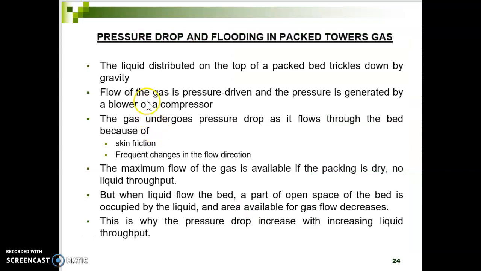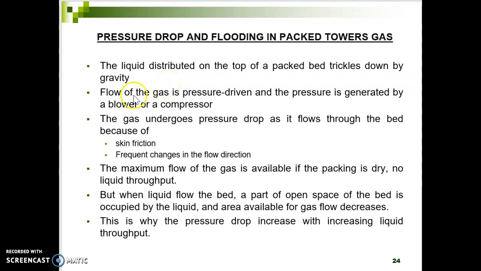Next, we will go to the problems related to gas absorption. Since we are dealing with gas, there will be pressure drops inside the gas, and also the problem of flooding. It happens due to several reasons. As you know, in the operation of a gas absorber, the liquid will be distributed on top of the bed and trickle down by gravity.